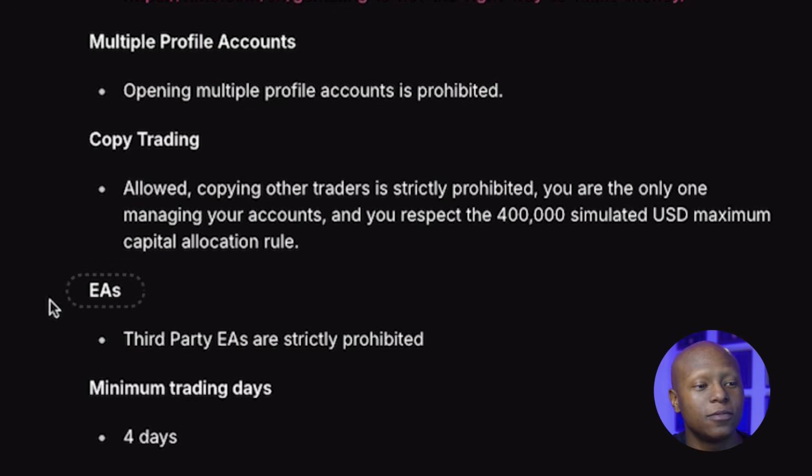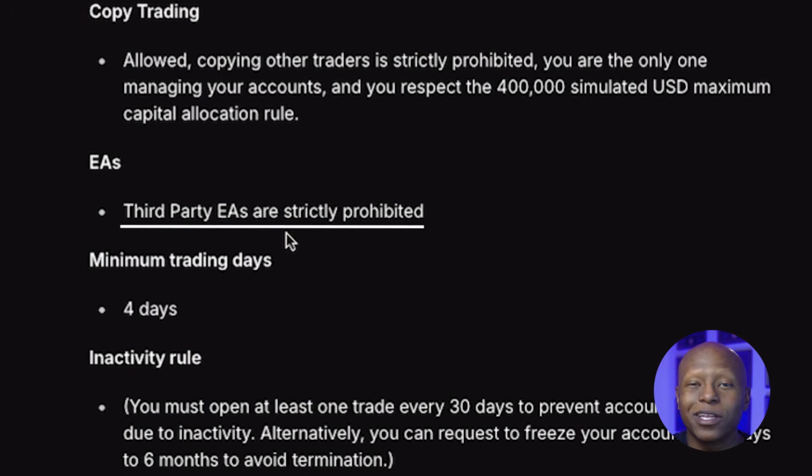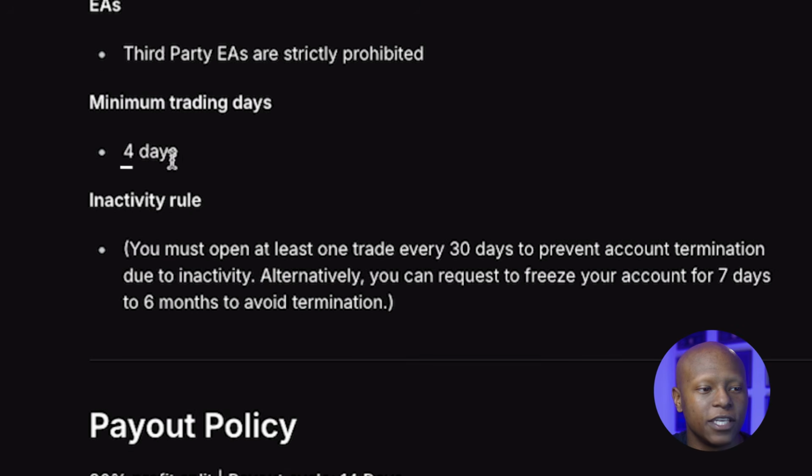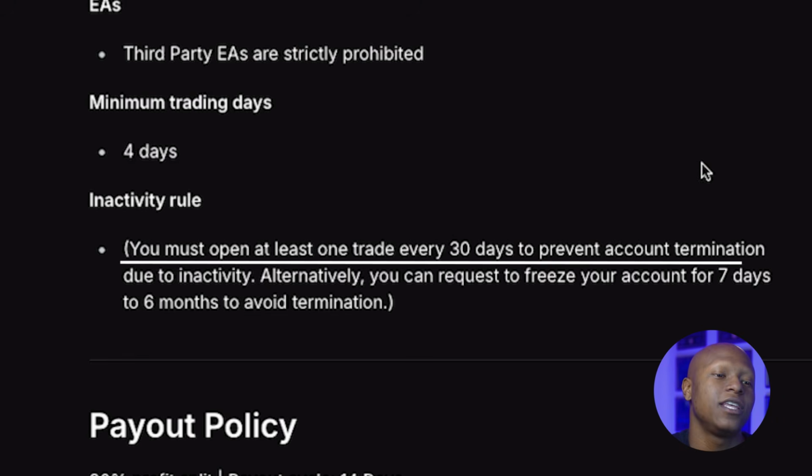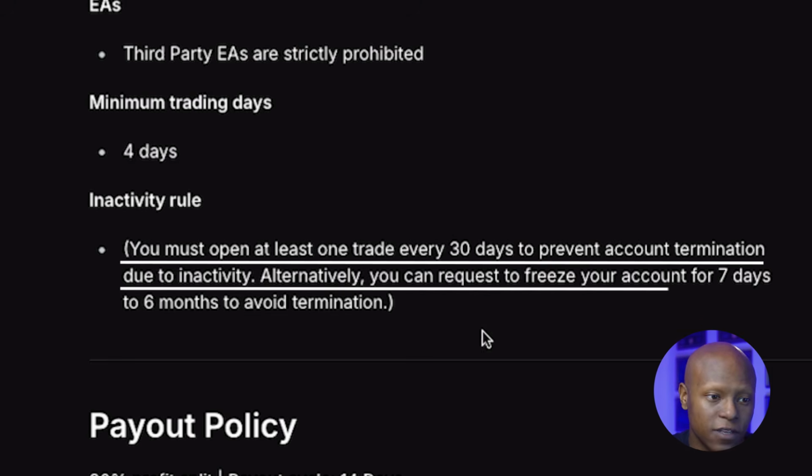So what this means is that you can trade for somebody else. So in terms of EAs, third-party EAs are strictly prohibited. Minimum trading days is 4, and they do have an inactivity rule that means you must operate at least one trade every 30 days to prevent the account from termination due to inactivity. It says alternatively, you can request to freeze your account for 7 days to 6 months to avoid termination. So if you are doing something to where you can't trade in that 30 days, you can have your account frozen for the 7 to 6 months, which is actually kind of clutch.